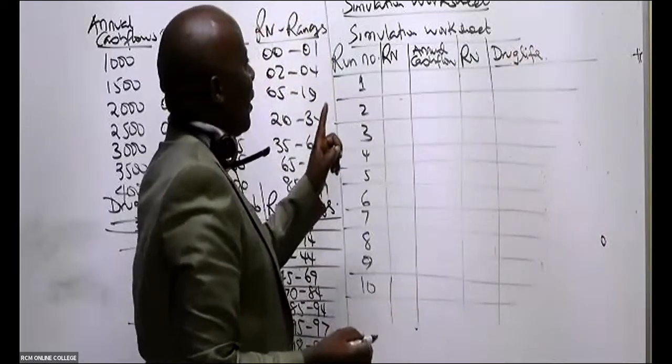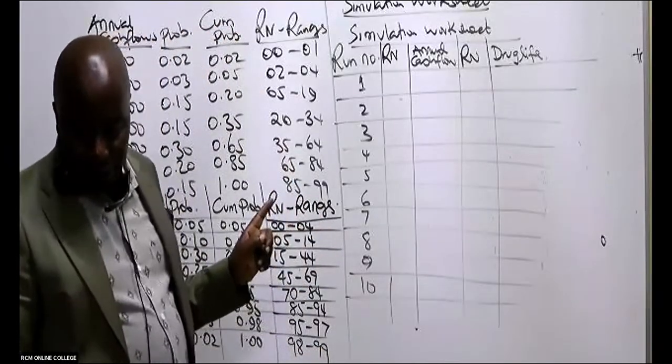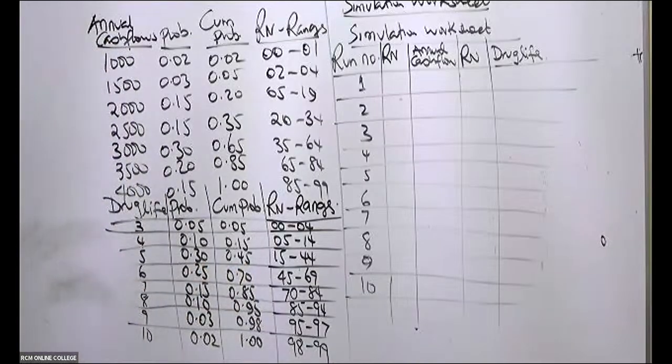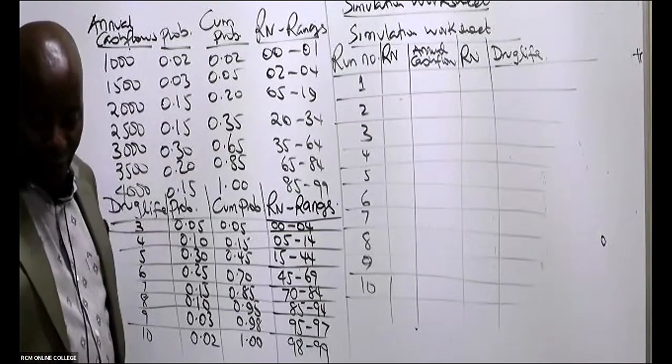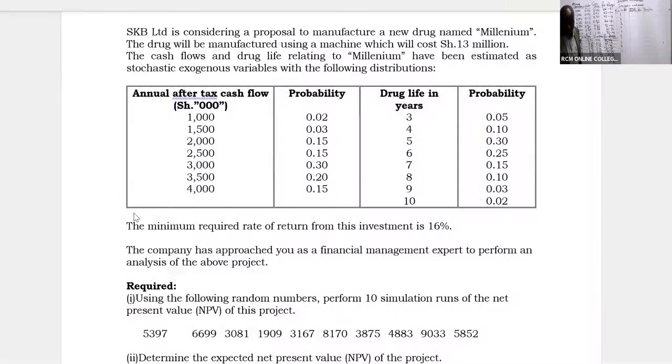So remember, this Rn stands for random number. Random numbers will be given to you by the examiner. If you look at the question that we are doing here, you can see that they have given me random numbers. In the required, they've told me, using the following random numbers. So the random numbers have been given.